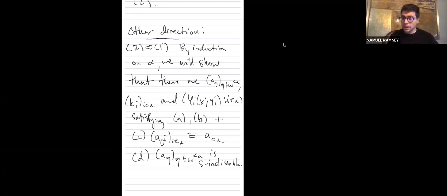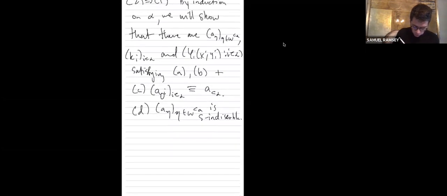Okay, so instead of just getting 1, we're going to get 1 with 2 additional conditions, namely that the all zeros path has the right type, and then also that we have S indiscernible trees. Okay, so for alpha equals 0, there's nothing to show, because all of our non-trivial conditions talked about the level I plus 1. So you just take any formula. I mean, there's nothing to show.